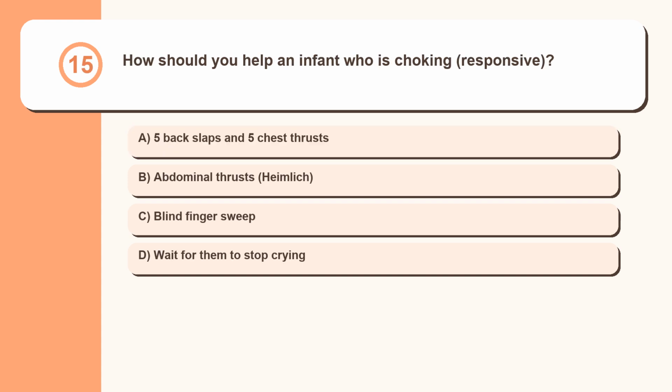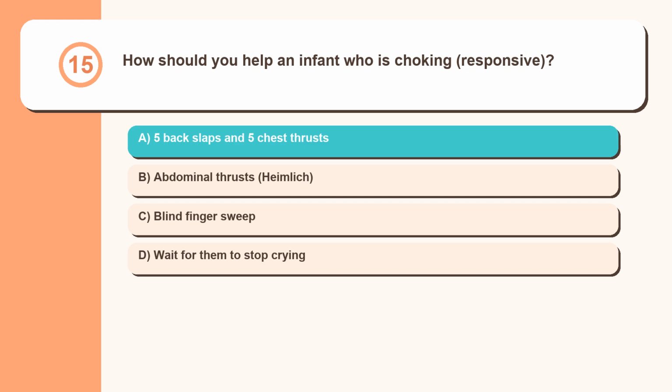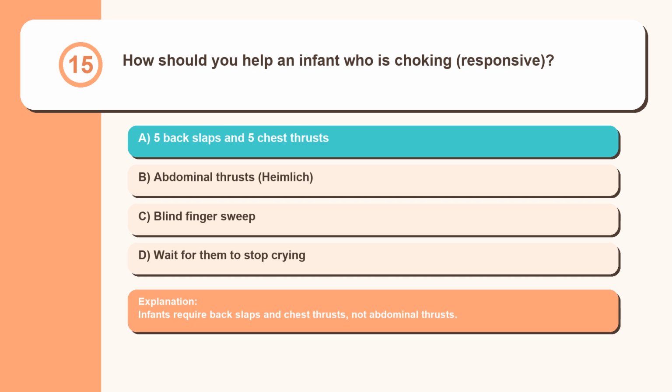Question 15. How should you help an infant who is choking, responsive? 5 back slaps and 5 chest thrusts. Abdominal thrusts, Heimlich. Blind finger sweep. Wait for them to stop crying. Infants require back slaps and chest thrusts, not abdominal thrusts.